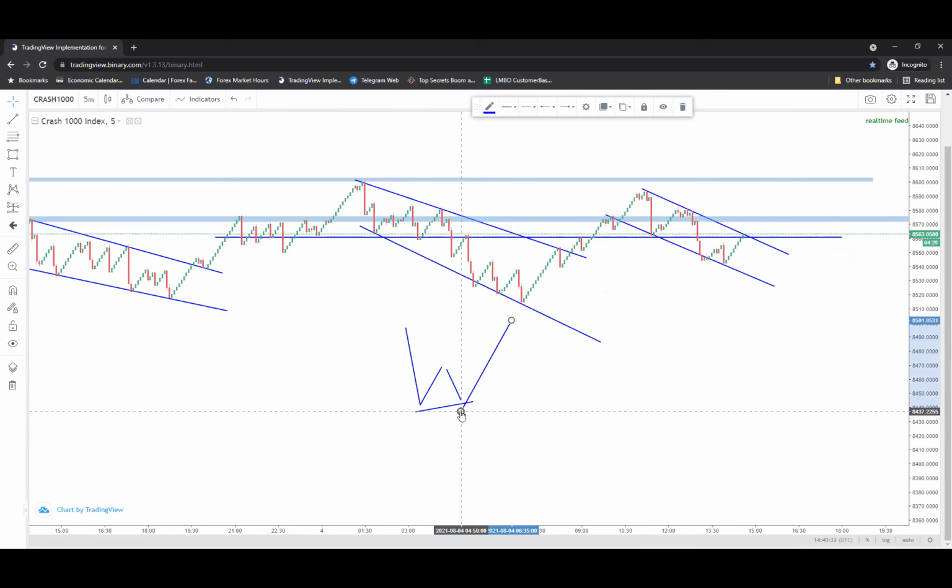If this W is like this, it may go up. But this is not the valid W or double bottom for boom and crash, because the market structure is not validated. That's a new low. And if it is a new low, there is a probable chance that from the next level, it would come back. It would definitely come back. There are high probable chances.